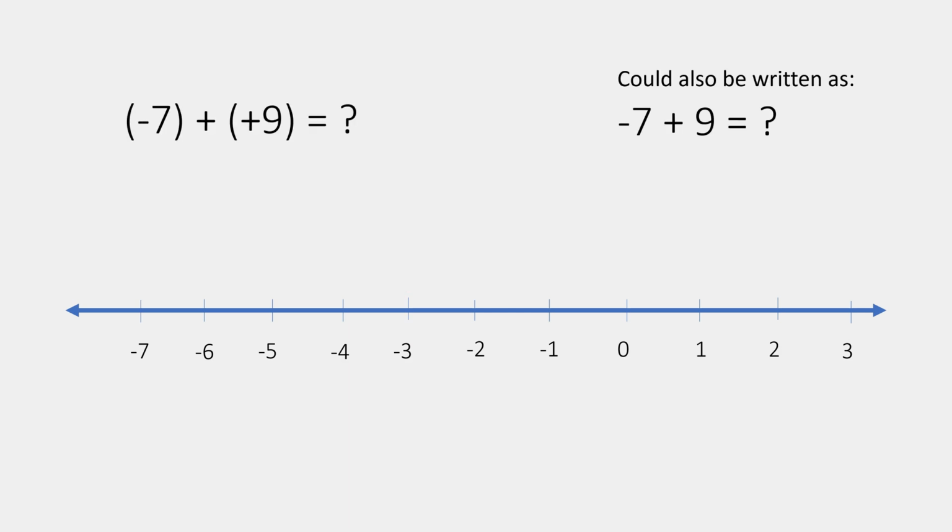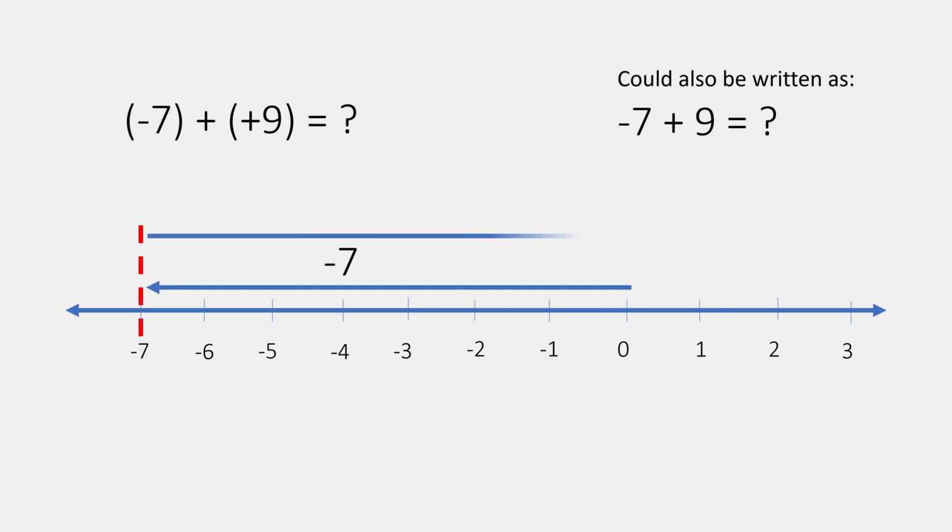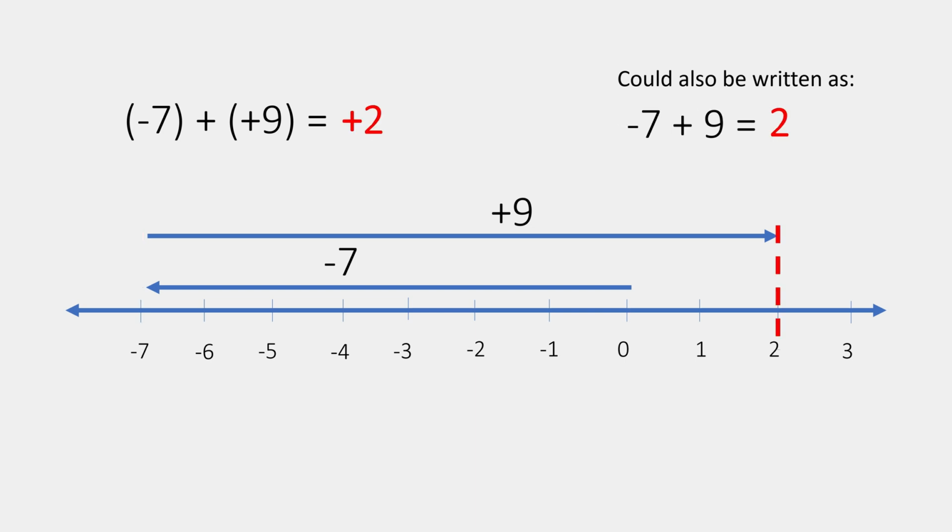Here we have a negative 7 plus a positive 9. Let's start with the negative 7. Negatives go to the left of the 0, so we will move 7 spaces to the left of the 0. And positive 9, we go to the right, so we will start from negative 7 and go 9 spaces to the right, and that will end on positive 2. Negative 7 plus 9 equals positive 2.